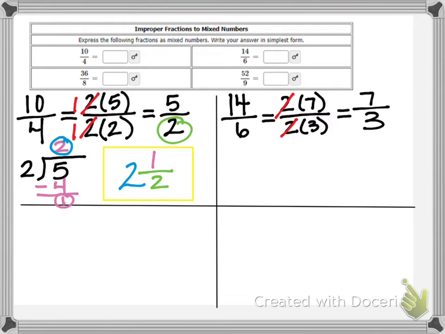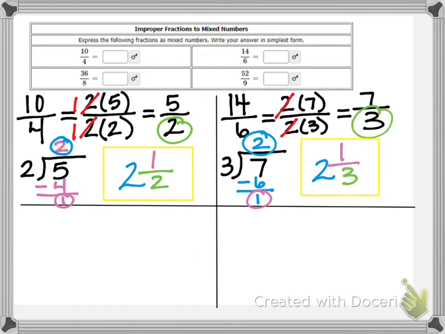I'm going to do long division, and I'm going to do 7 divided by 3. 3 goes into the number 7 2 times evenly, and then 2 times 3 is 6, which leaves me with a remainder of 1. So the whole number part of my answer is my quotient of 2. The numerator of my mixed number is going to be 1, and then my original denominator is also the denominator of my mixed number. So 2 1/3 is my correct mixed number.